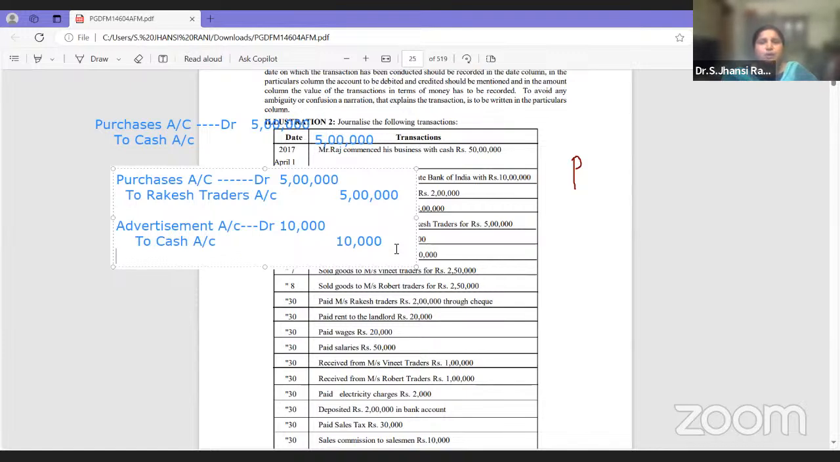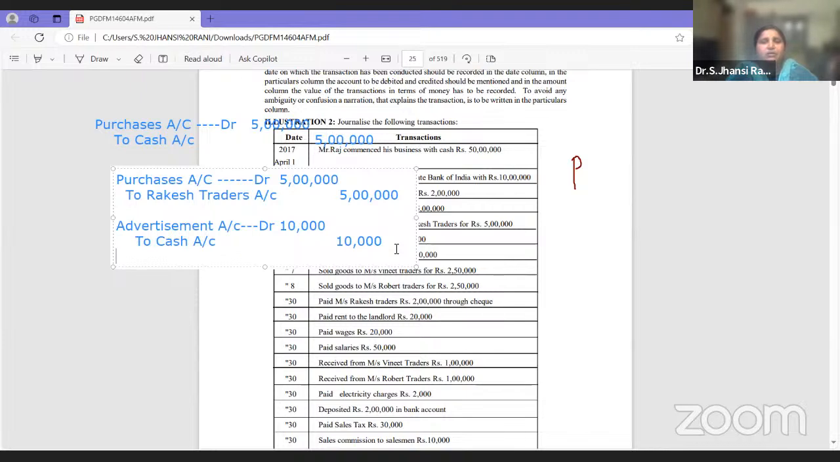So what is the real account rule? Debit what comes in and credit what goes out. Here, sales means goods are going out of the business. When you are selling goods, it is clearly mentioned that goods are sold on a cash basis. So whenever it is cash, cash is again what? It is a real account.